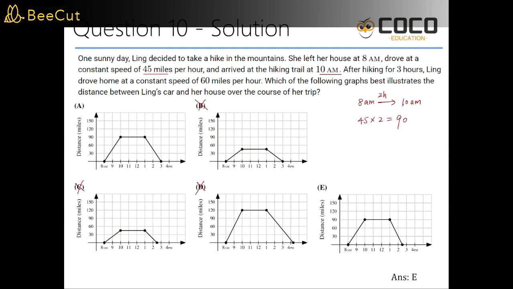Okay. After hiking for 3 hours, so for the return trip, the speed is 60. The distance is 90, so divided by 60. Time taken for the return trip is 1.5 hours. So in figure A, from 1 to 3, this is 2 hours. Figure E, 1 to 2:30 is 1.5 hours. So E is correct. A is wrong.